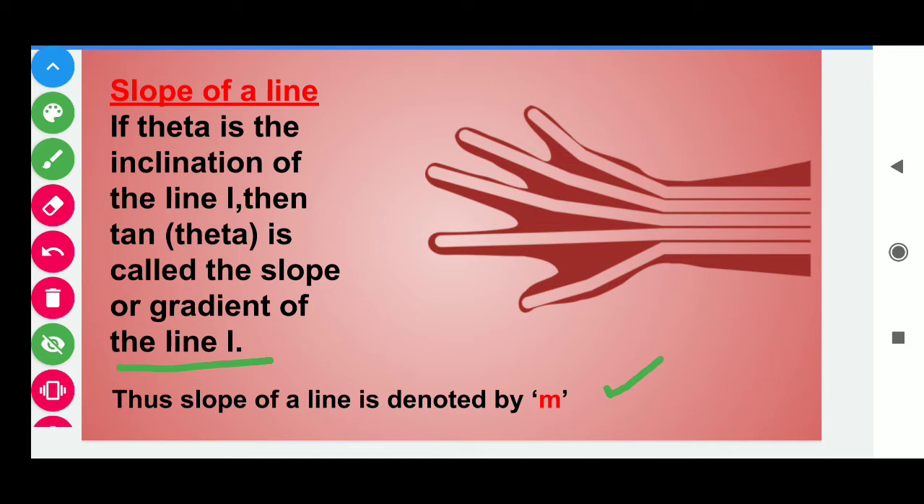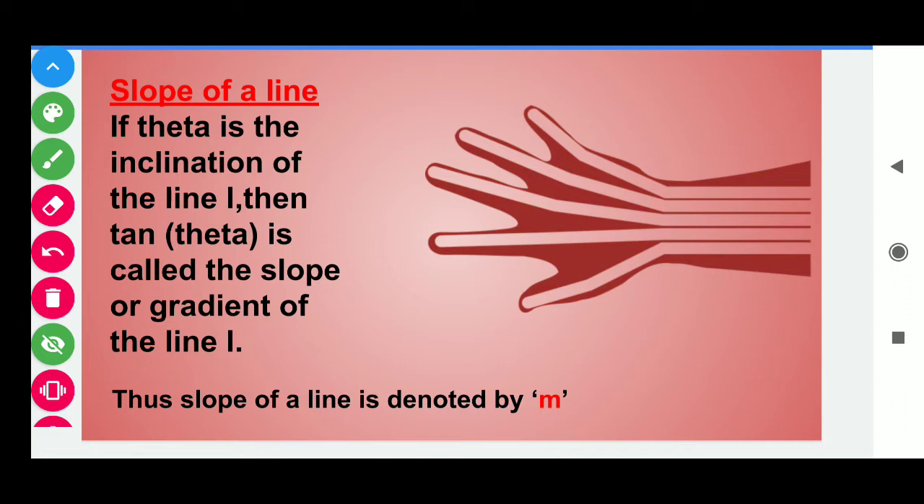You can see the bones of the hand. Here we have bones in the shape of straight lines that connect three straight lines, and here is the inclination between these two lines. You can observe that the inclination is denoted by theta and tan theta is the slope of these two straight lines. In this way, you can see many connected straight lines that represent the bones of our hands.